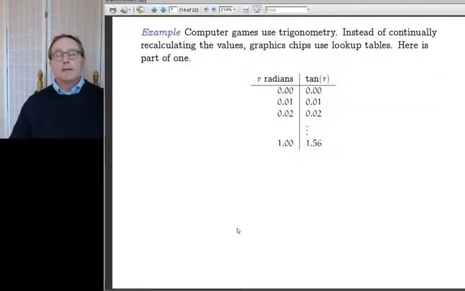Here's another example. Computer games use an awful lot of trigonometry. Instead of continually recalculating the values, if you want to calculate the tangent of an angle, for example, the graphic chips just use lookup tables because that's big O of 1. So here's part of a lookup table for tangent. So at 0, the tangent is 0. At 0.1 radians, the tangent is 0.1. But at 1.00 radians, the tangent is 1.56, like that.